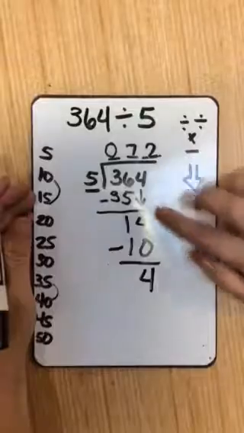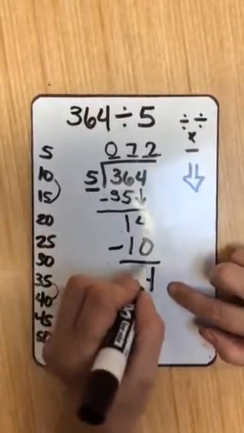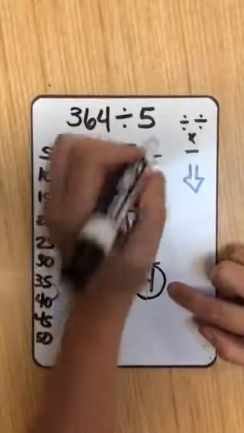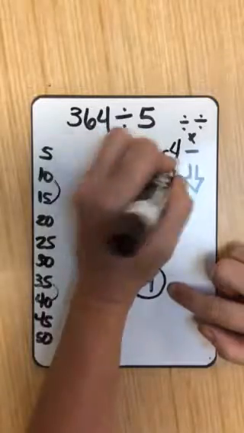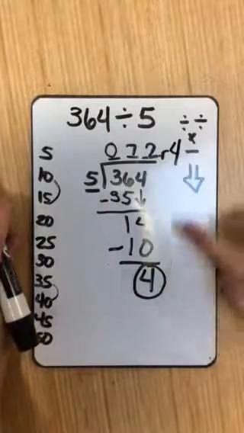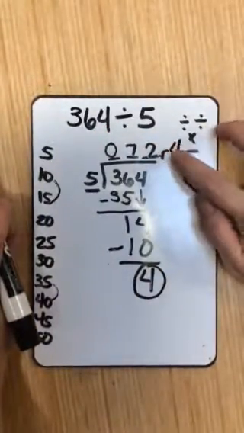Then we look at bring down. Well, there's nothing left to bring down, so we know that this 4 is our remainder. So the answer to our problem is 72, remainder 4.